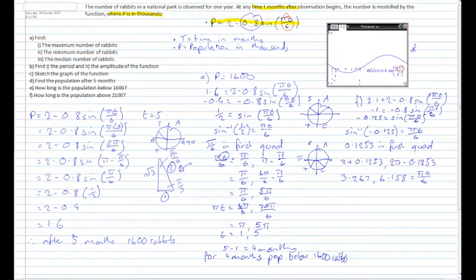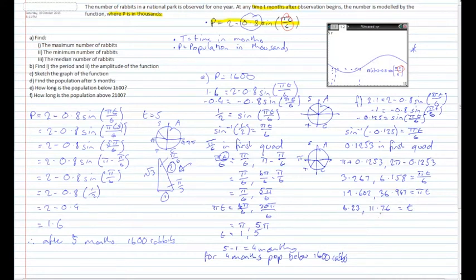Multiply both of them by 6 now. That gets us 19.602 and 36.9471, which is equal to pi t. Divide both by pi now, which gets us the time. So you get 6.23, so after 6.23 months and 11.76 months, the population is above 2100.